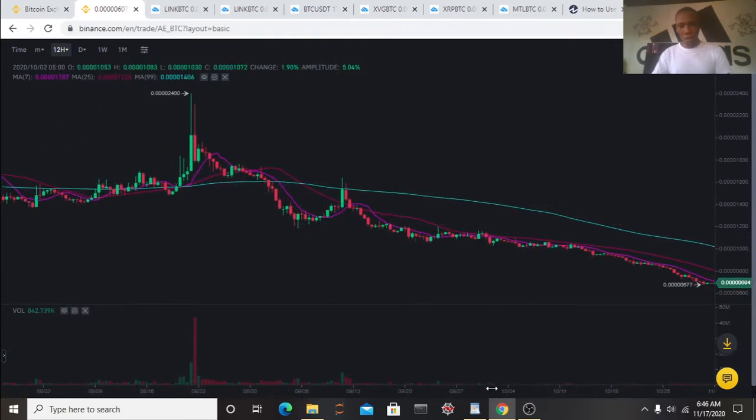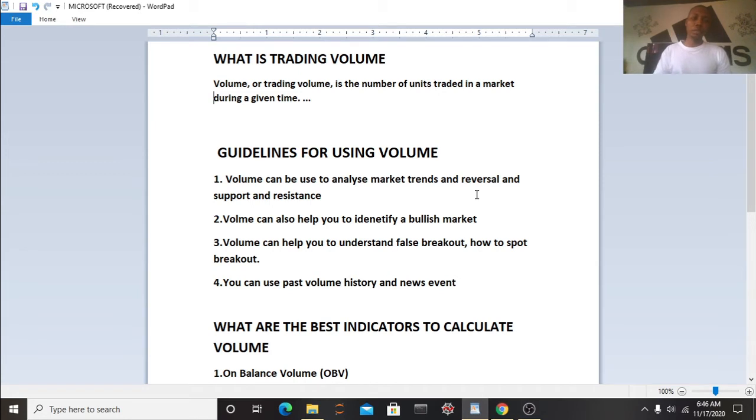Now let's move to the other part: the guidelines for using volume. The first one is that volume can be used to analyze a market trend and reversal and support and resistance. Guys, I will show you how this works in the market. Let's say for instance, I want to buy a coin, and I check out the price and the volume. I see that the price is coming down, so I want to buy at the support level.